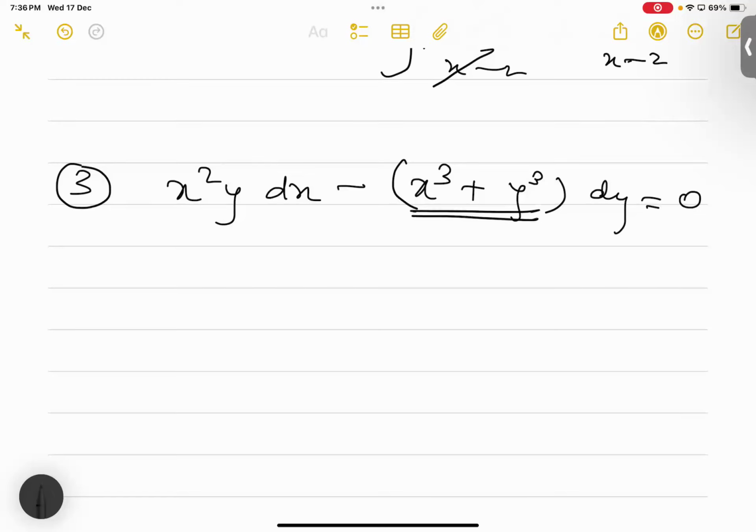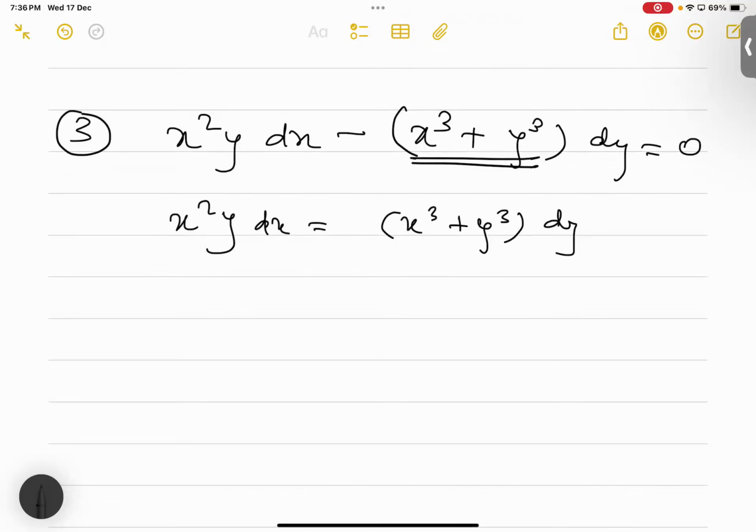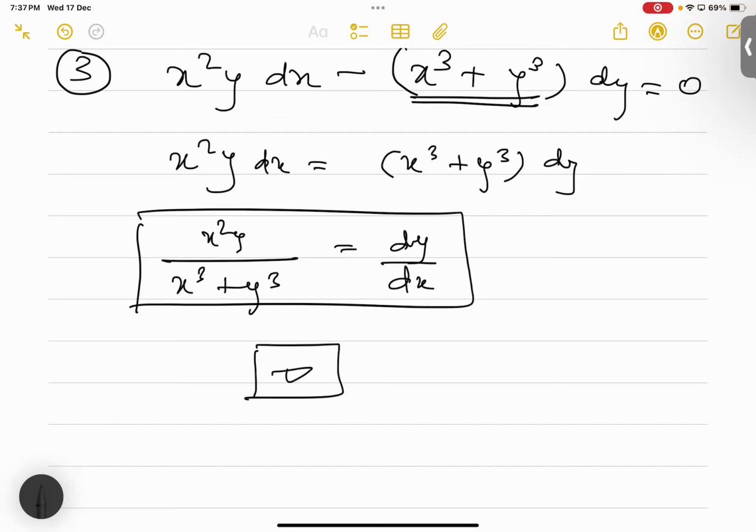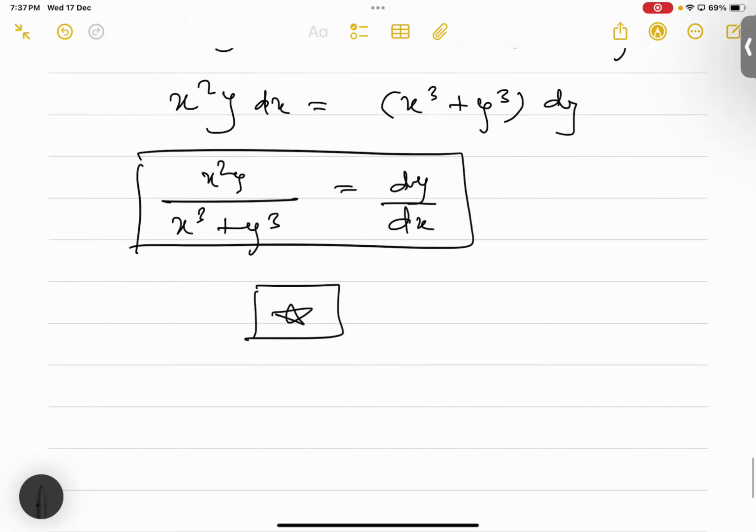So see, there is a plus sign in between the x and y terms. We cannot really separate this. x square y dx is equal to minus x cube plus y cube dy. So what is dy by dx? x square y upon x cube plus y cube. I'm just putting a star over here. That means those steps will be repeated: put y is equal to vx, all those steps.